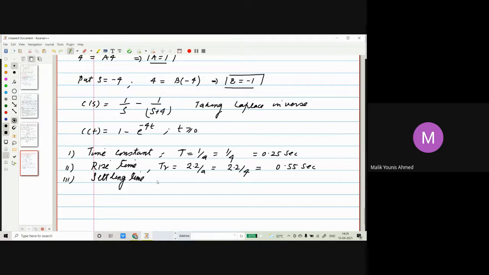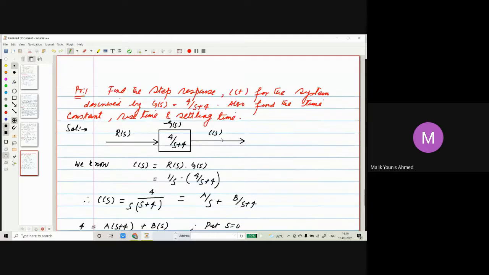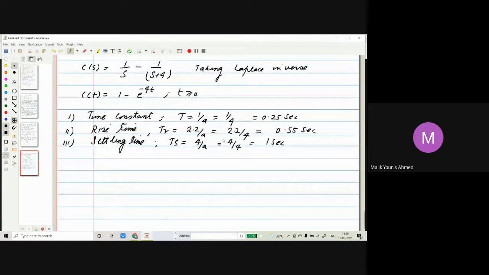And this is T of S, and T of S is 4 by A, and that is 4 by 4, and that should be equal to 1 second. Another problem we have, similar like this. So very simple problem.